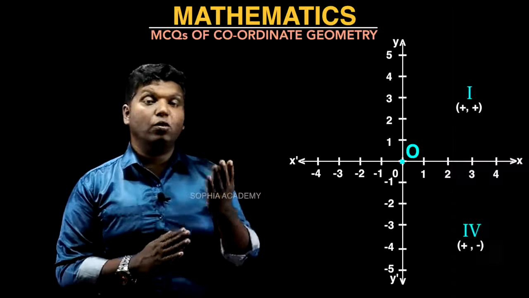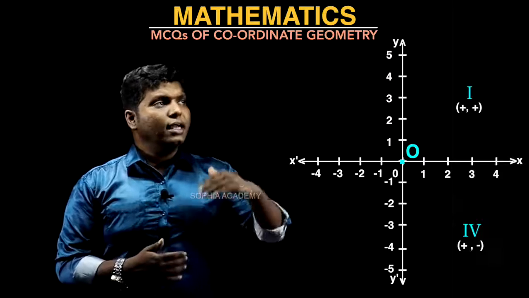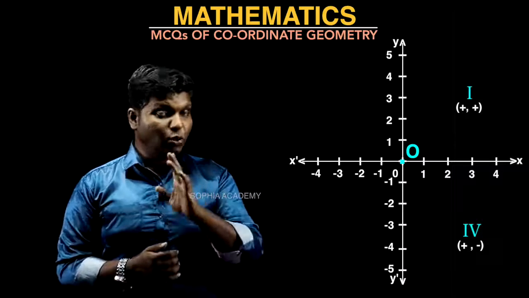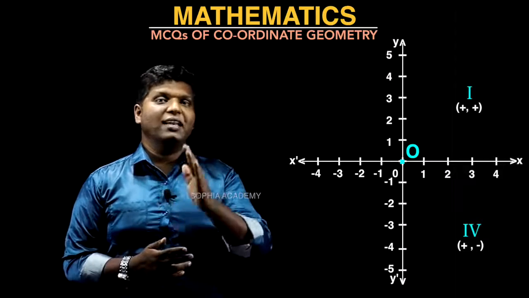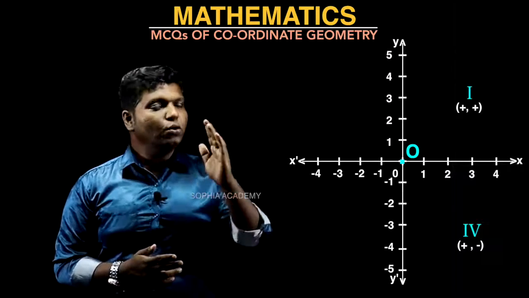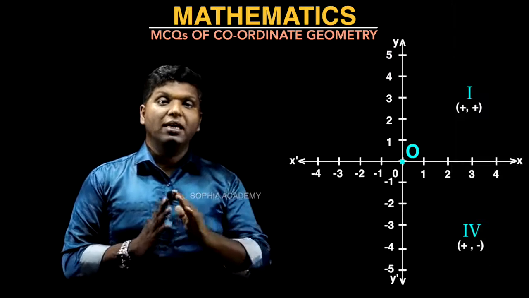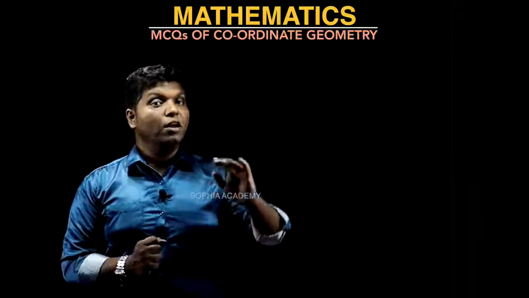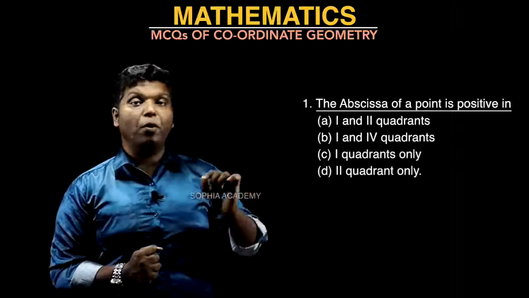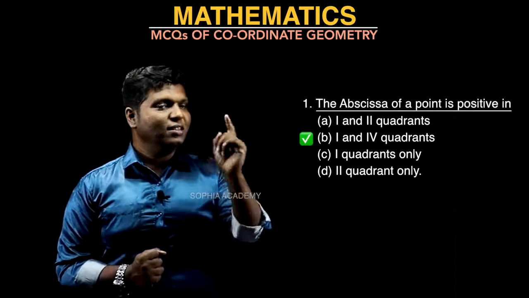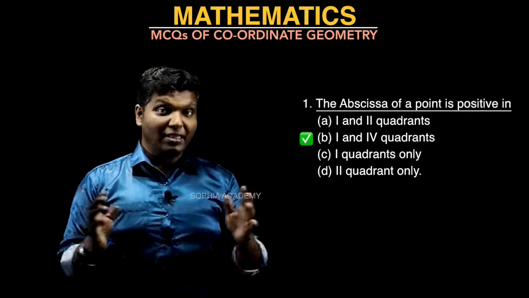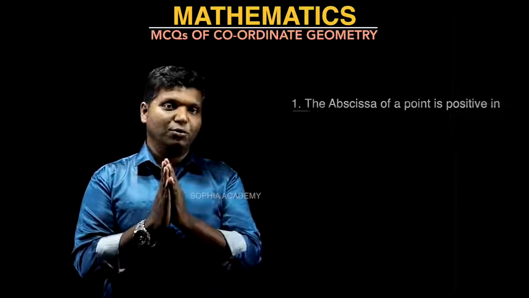1 and 4, first quadrant and fourth quadrant. Let us analyze. In the first quadrant, the x coordinate is positive. In the fourth quadrant, there also you can see that the x coordinate is positive itself. So in the first quadrant and fourth quadrant, the x coordinate is positive. Therefore, we can say the abscissa of any point is positive in the first and fourth quadrant. So the second option is the right answer. So like this you can understand. Now let us get into the next question.